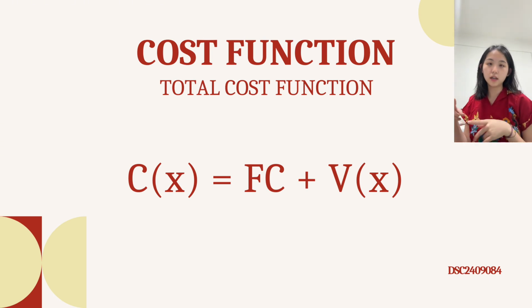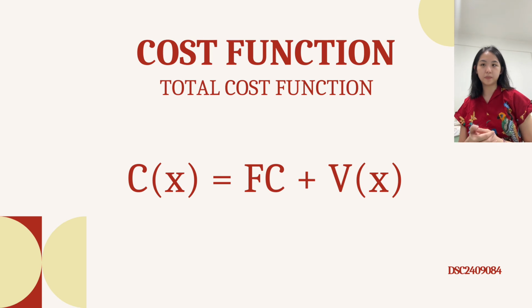The one that I wrote here: C of x equals FC plus V of x. Here, C of x represents the total cost of producing x units of a good, and we have two components to consider. FC stands for fixed cost, and these are the costs that remain constant regardless of the production level. For instance, rent and salaries, and fixed costs are incurred even when production is zero.